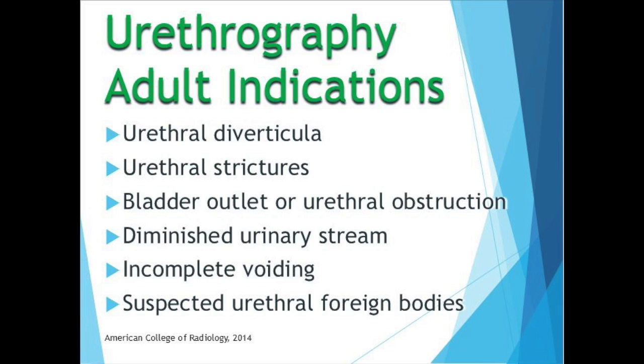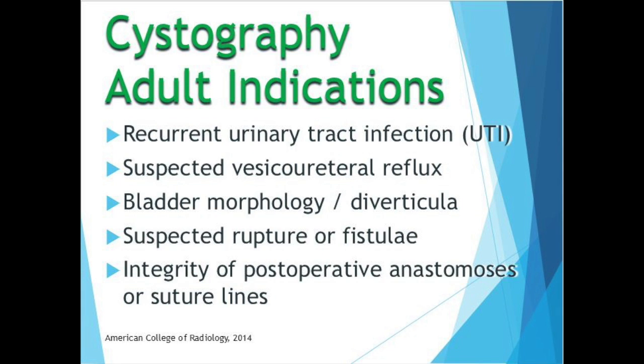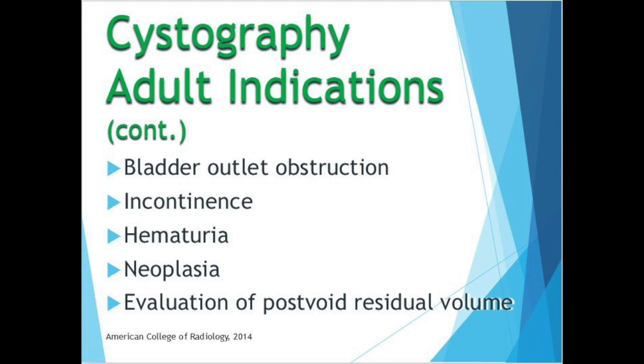Indications for an adult cystogram or VCUG include indications of a pediatric VCUG, as well as bladder morphology, diverticula, suspected bladder rupture or fistula, post-op evaluation, obstruction, neoplasm, and evaluation of post-void residual volume.